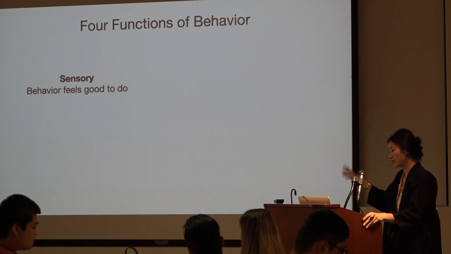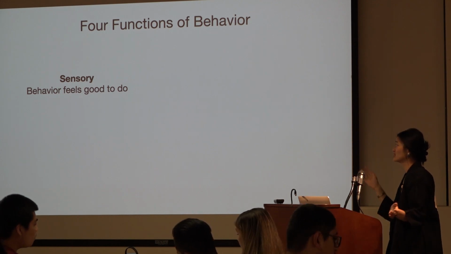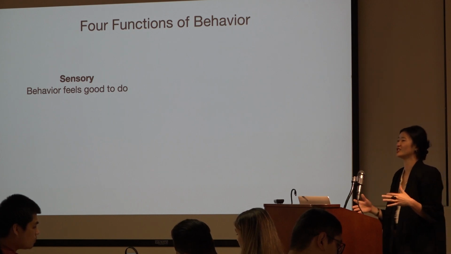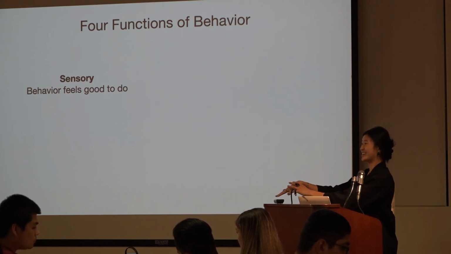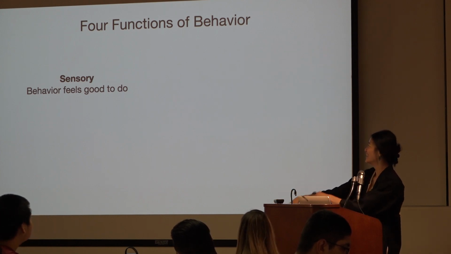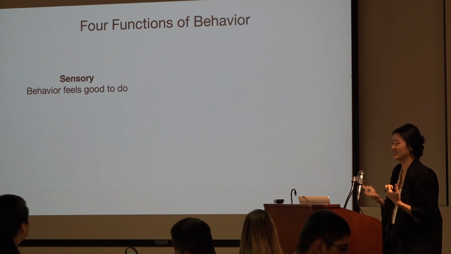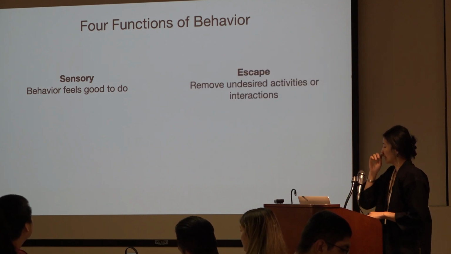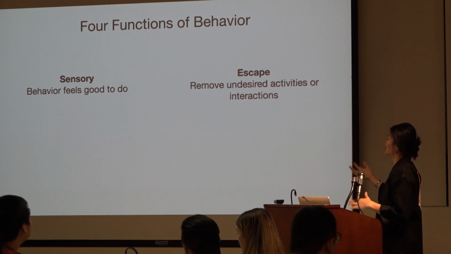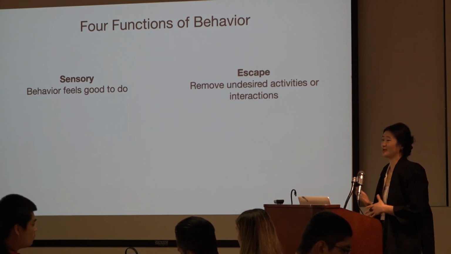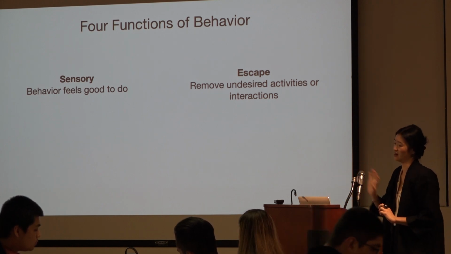So the four functions of behavior under ABA, the first one is sensory. So this is if you're doing something because it purely just feels good to do. If you've ever gone to the market and just stuck your hand in a bag of beans, or dug your toes in the sand, you're just doing it because it physically feels good to do. The second one is escape. So if you are in a really awkward situation, someone's making you feel uncomfortable, you want to remove yourself from that, right? Simply, it's undesired, I'm going to leave.